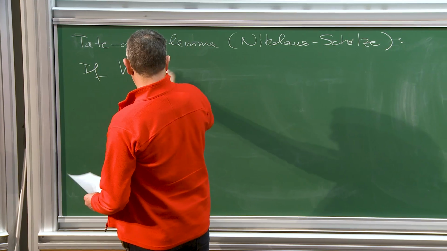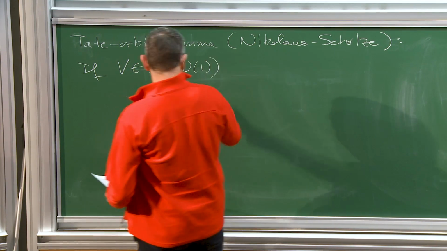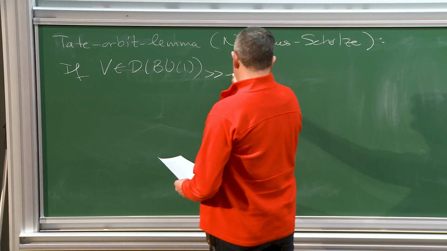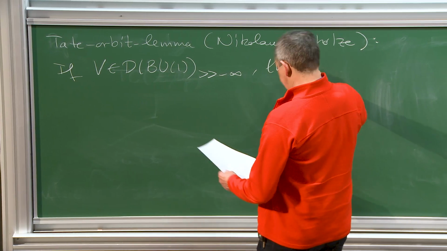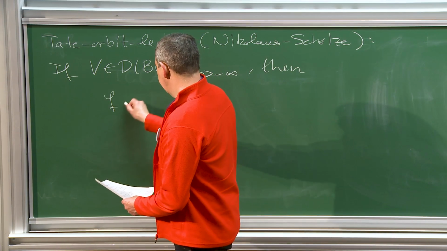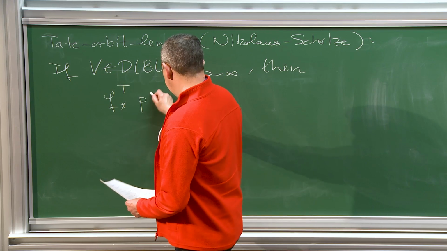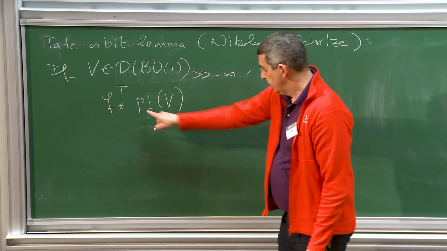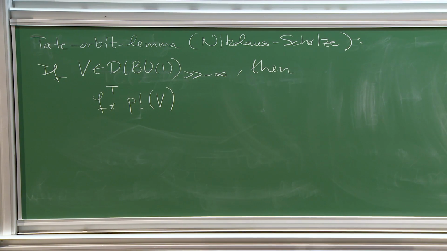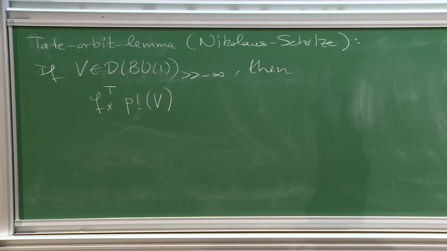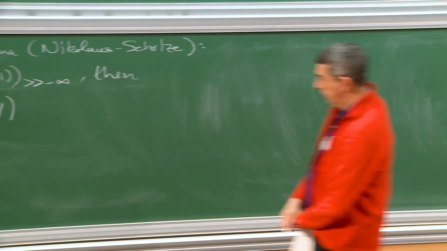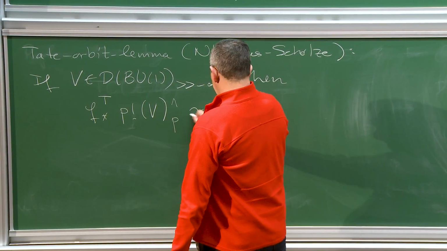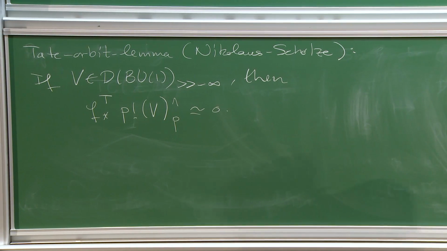if we have a spectrum with circle action, and if it's right bounded, then if we take the orbit, so push it forward with lower star along the p, and then take the Tate along F, then this is 0 after p-completion.